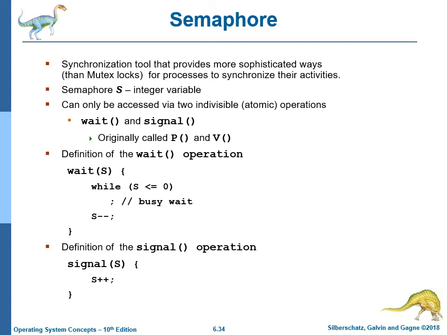Okay, so dalam wait operation, there was the original term, di mana P untuk test. And signal was originally called V from Vogons, to increment. So wait dia ada operation dia sendiri. So all the modification to the integer value of the semaphore dalam wait ni, and the signal operation must be executed indivisibly. Okay, so maknanya tak boleh dibahagi.